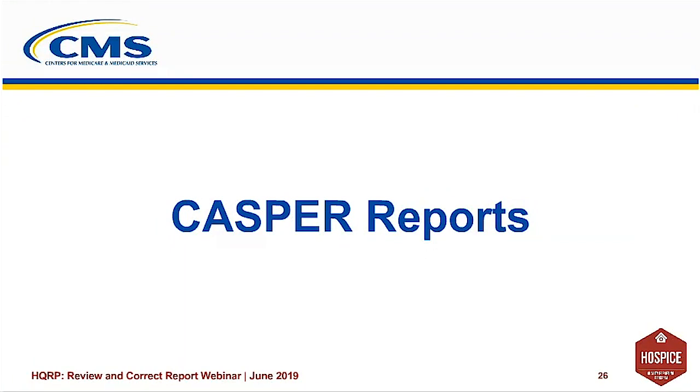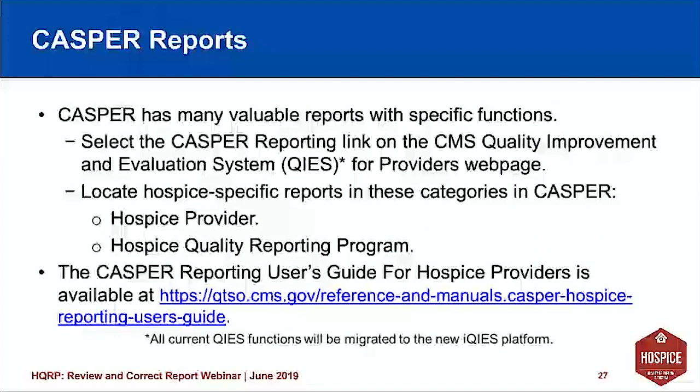Okay, so now I'd like to briefly review the reports that are available in CASPER and how you access these. So CASPER has many valuable reports with specific functions to help you review the information you submit. You will start by selecting the CASPER reporting link on the CMS Quality Improvement and Evaluation System, or the QIES, for providers webpage. Then you'll locate hospice-specific reports in these categories in CASPER: the Hospice Provider category or the Hospice Quality Reporting Program. The best resource for you in regard to CASPER reports is the CASPER Reporting User's Guide for Hospice Providers, and it's available at this website that is on this slide.